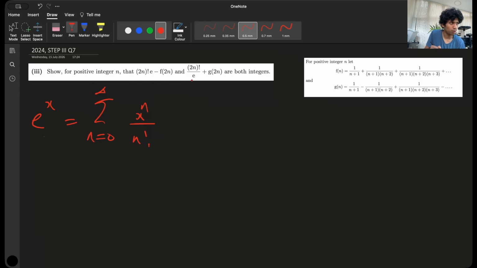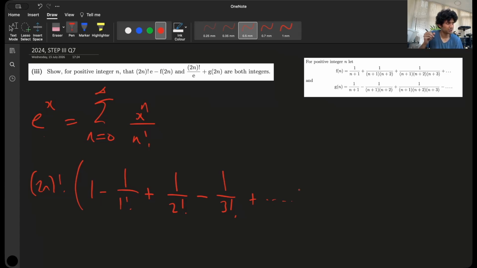So instead, what we have is 2n factorial. And now, if we use this definition of e to the x, this is going to be 1 minus 1 over 1 factorial plus 1 over 2 factorial minus 1 over 3 factorial. And again, let's go up to 2n. So remember, 2n is even, so it is actually going to be a plus 1 over 2n factorial, and then a minus 1 over 2n plus 1 factorial, and so on.